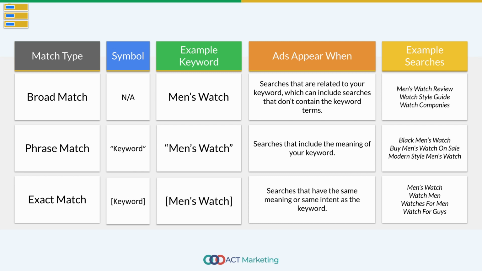So when it comes to your products or services, you not only want to think about what your product or service is called, but you also want to think about how is a buyer going to look for those, and use phrase and exact to tell Google, hey, buy or on sale or for sale needs to be in the search term. Otherwise, I don't want to pay for the search, right?